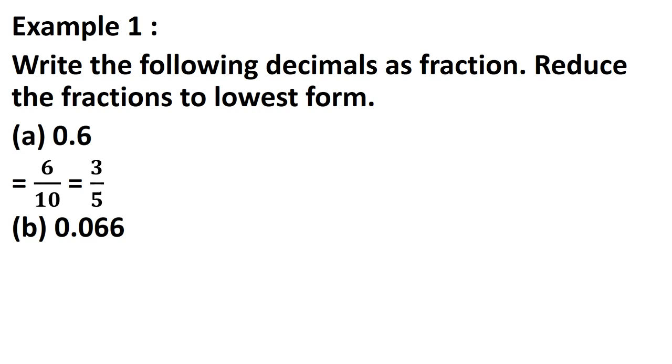Second, 0.066. Now see, after the decimal how many places are there? 3 places. So in the denominator 3 zeros will come, that is 1000. So it is 66 upon 1000. Now again reduce it. We are dividing it by 2. 2 3s are 6. And the denominator is also divided by 2. 2 5s are 10, 0, 0. Now our new fraction is 33 upon 500. Can we reduce it further? No, we can't reduce it further. So this is the lowest form of the fraction.